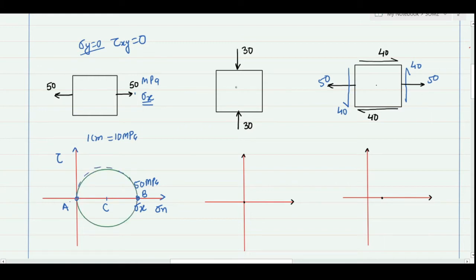Similarly, if I see the second problem, in the second problem the normal stress acting along the x direction is 0, that means my sigma x is 0, but sigma y is given, and you can see that the nature of the normal stress acting on this top surface is an arrow moving towards the body, that means it is of compressive nature. So I can consider that my sigma y is of magnitude 30, nature compressive, no shear stress.